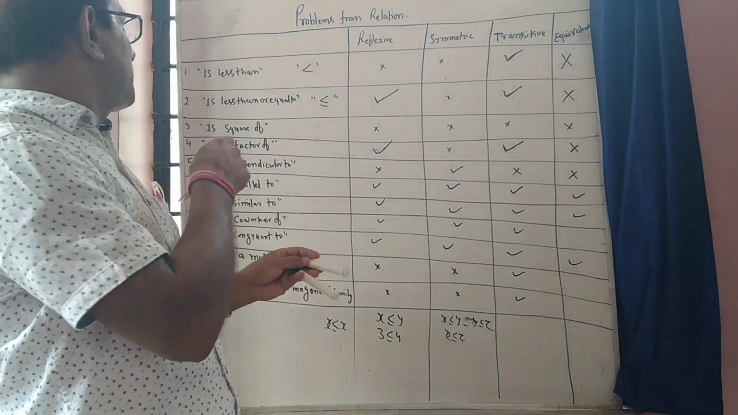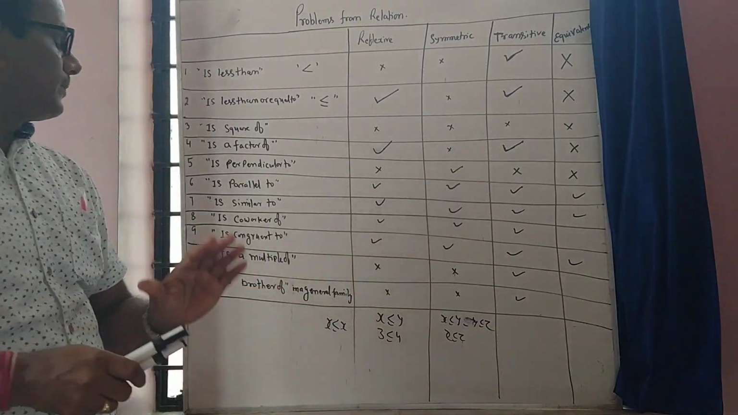The parallel to relation is reflexive, symmetric and transitive, so it is an equivalence relation. Clear?